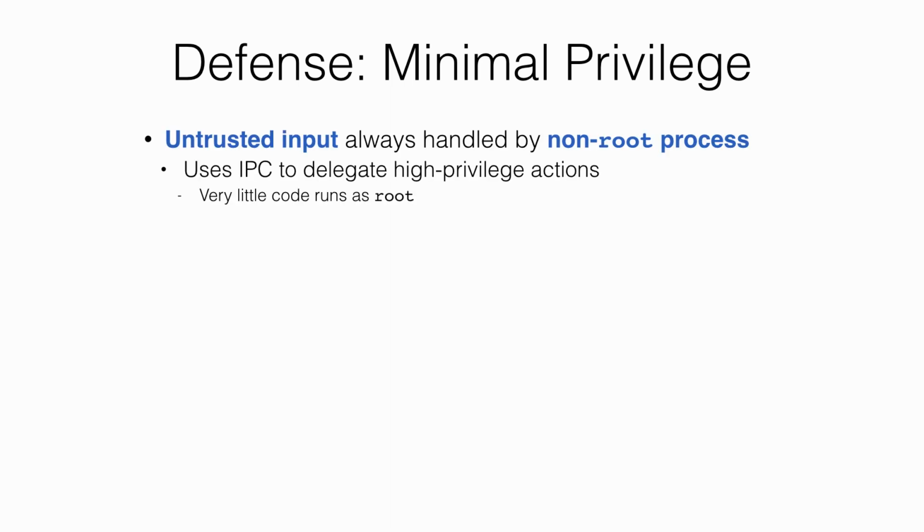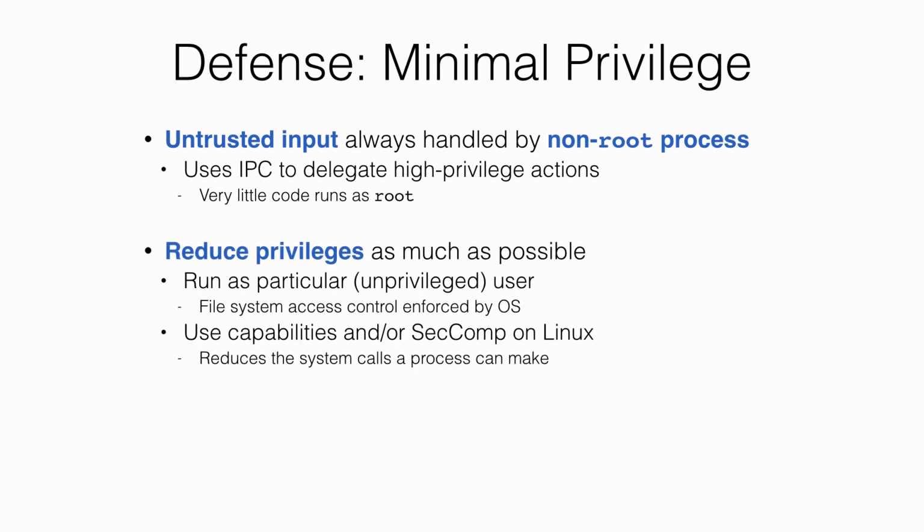Another defense that VSFTPD uses liberally is to minimize privilege. For example, untrusted input is always handled by non-root processes, thereby minimizing the amount of privilege they have. When root-level actions are required, IPC is used by those processes to send a message to a root process to perform the few actions that require root access. During execution, processes reduce their privileges as much as possible, either running as a particular user, for example the one whose files are being served, or by using capabilities or the Linux seccomp system call to reduce the set of system calls that the process can actually use.